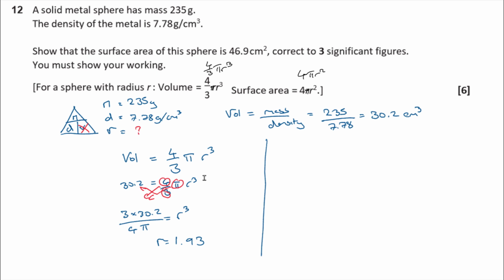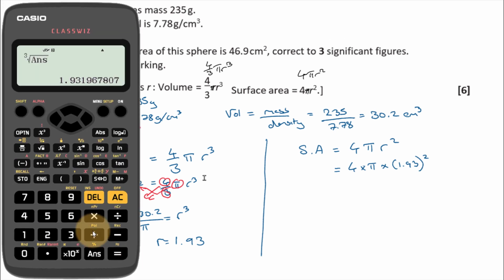The surface area is going to be 4 pi r squared, where r is 1.93. That's 4 times pi times 1.93 squared. Again, I'm going to use my retained value in the calculator to do this. I'm going to square my answer first, and then times it by 4 pi.